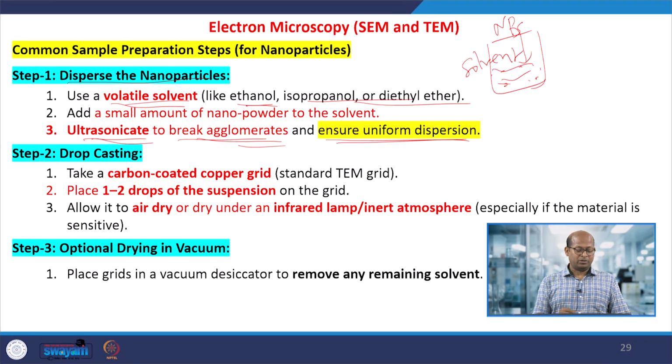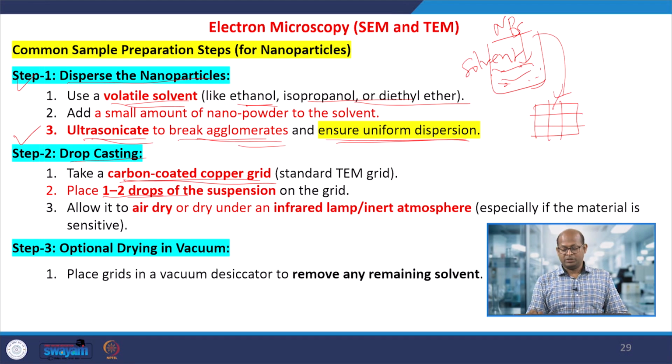After that, step 2 is the drop casting method. Carbon-coated copper grids, the standard TEM grids, are used. We place one or two drops of the solution we have prepared on the grid, and then we can use dry air, lamps or some heating to evaporate the solvent. Optionally, we can also dry in vacuum to take out any remaining solvent or impurities from the samples.